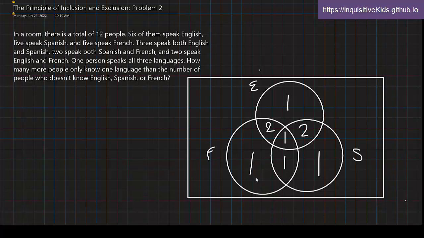And now let's add these up and subtract this from 12, because remember, we still have to find how many people are outside of the circles but inside the rectangle. 1 plus 1 plus 1 plus 1 plus 1 is 5. 5 plus 4 is 9. 9 subtracted from 12 is 3. So there are 3 people that don't know how to speak English, Spanish, or French. And how many people speak only English, Spanish, or French? 3 as well. So how many more people? Well, that would be 0, because it's the exact same amount.